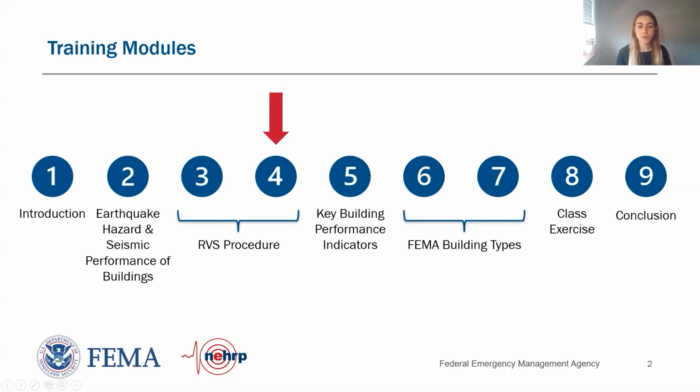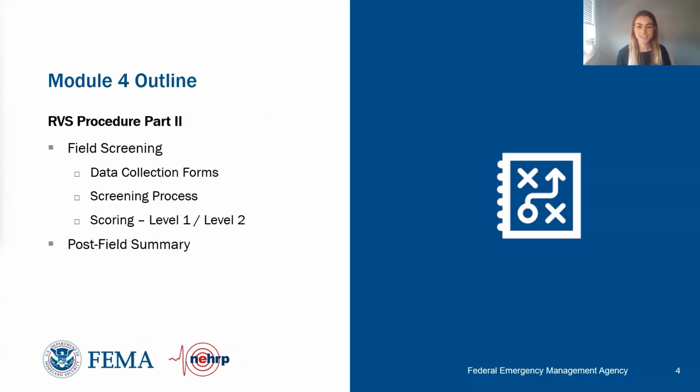You're watching the 4th of 9 training videos outlined here. Module 1 was an introduction to FEMA P-154. Module 2 went over earthquake hazard and seismic performance of buildings. Modules 3 and 4 will go over the RVS process. Module 5 will cover key building performance indicators. Module 6 and 7 will go over FEMA building types. Module 8 will be a class exercise, and Module 9 will provide some concluding remarks. So with that, Sarah, please take us away.